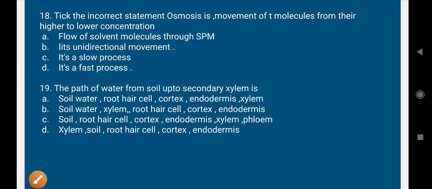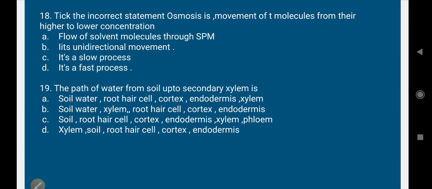Take the incorrect option about the osmosis. Osmosis is the movement of molecules from their higher to lower concentration. Flow of solvent molecules through SPM. Yes, solvent molecules move through semi-permeable membrane. It's unidirectional movement. Yes. It is a slow process. Yes. It is a fast process. No.